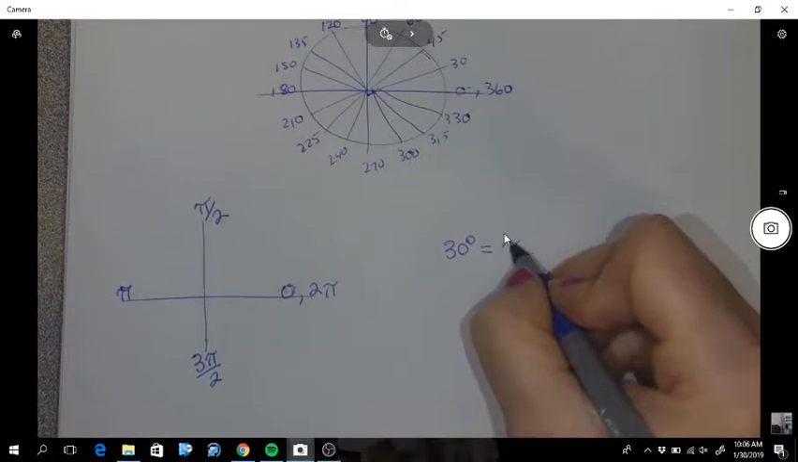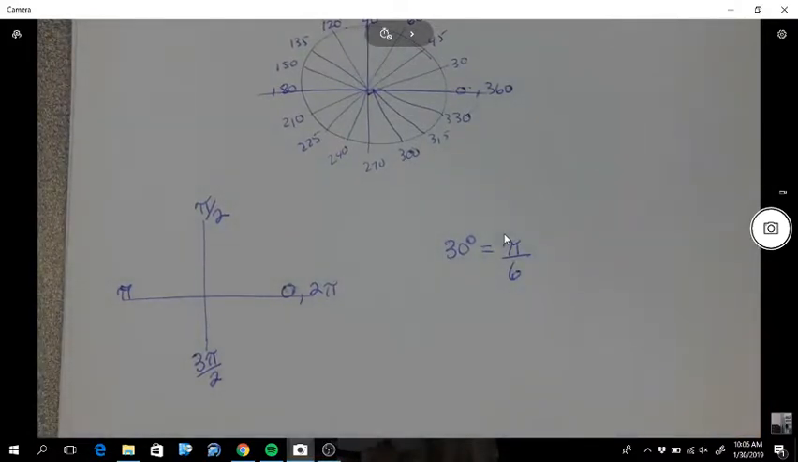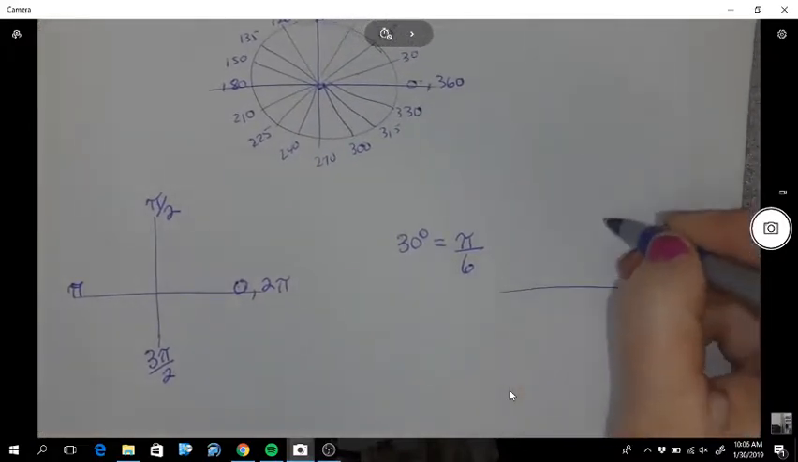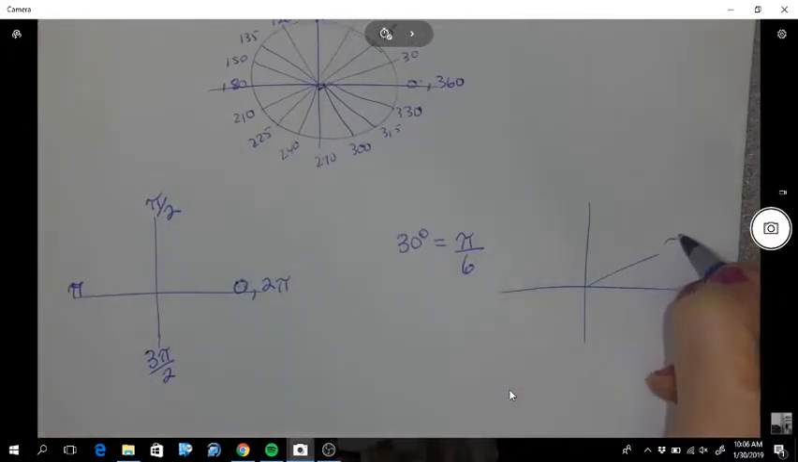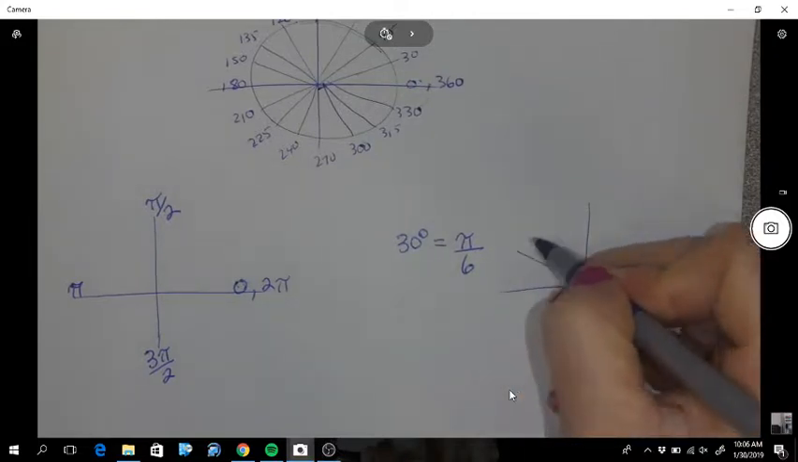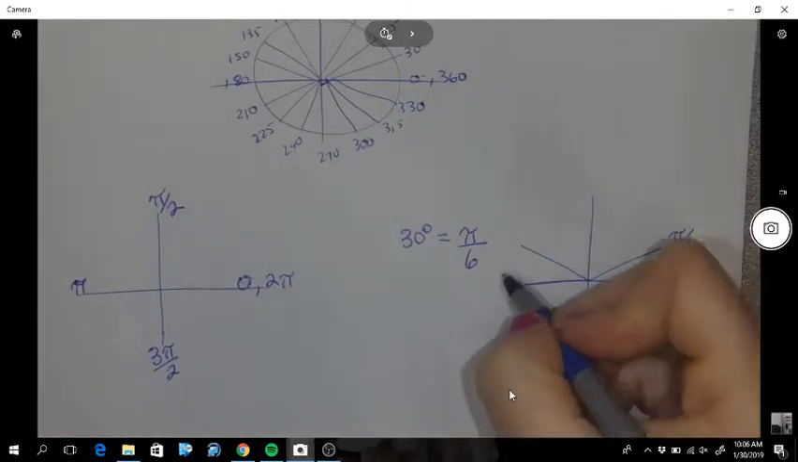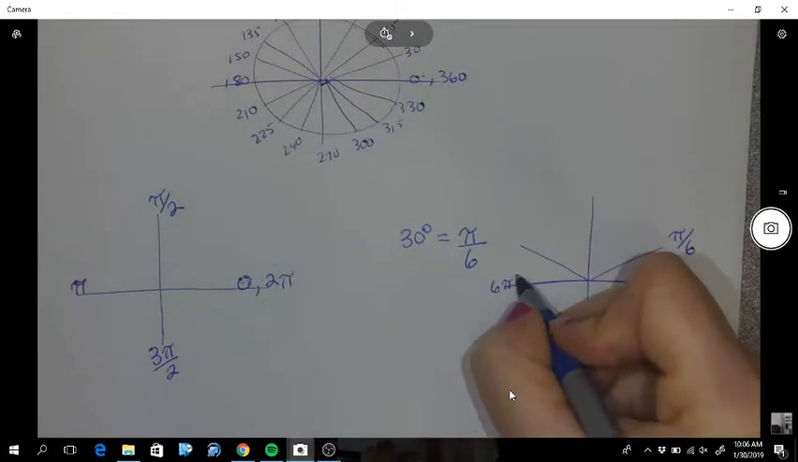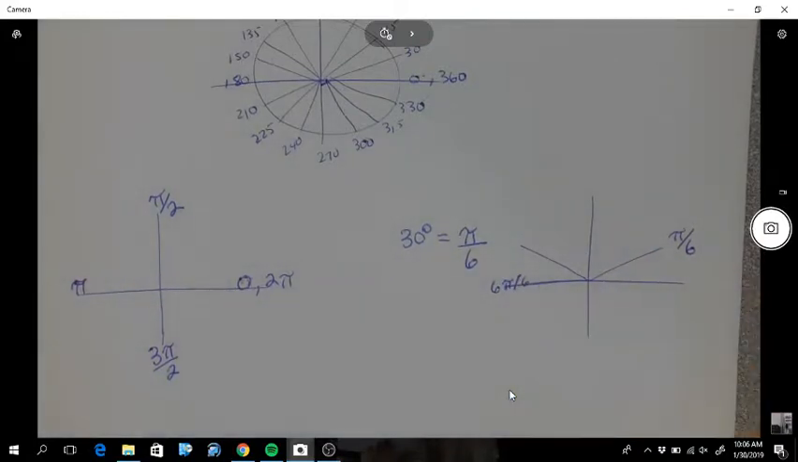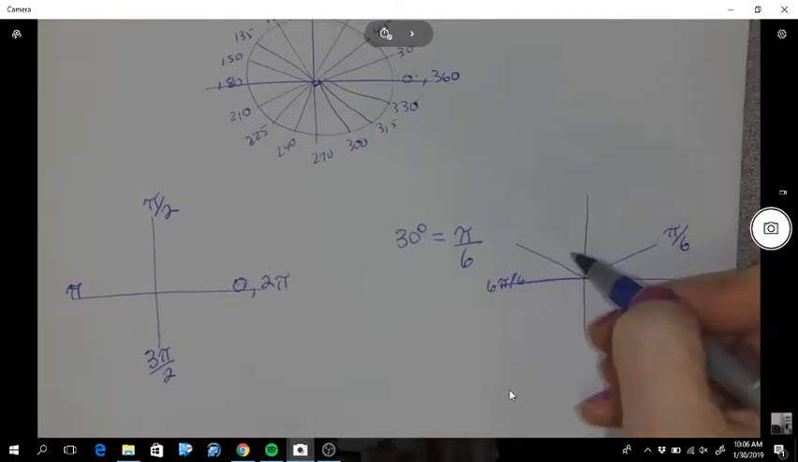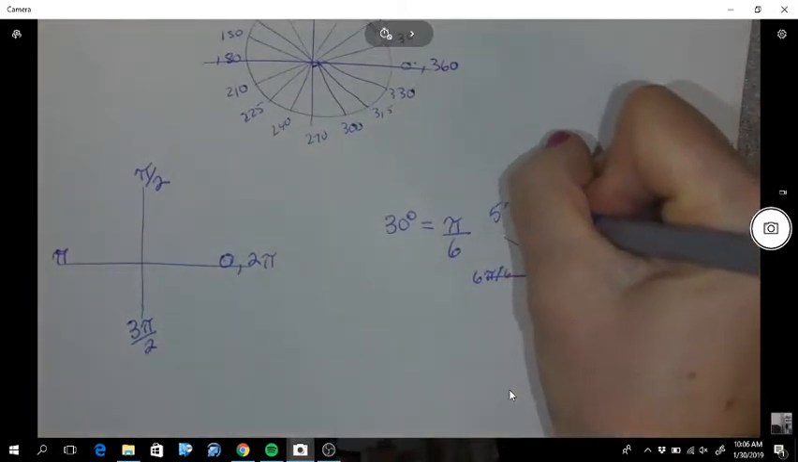So 30 degrees is equivalent to pi over 6. Just think about where it is compared to 180. So it's a sixth of 180. So this one is pi over 6. When we're 30 degrees into that quadrant, you have to think about pi. So pi is really 6 pi over 6, right? So if you go backwards 1, you're at 5 pi over 6.